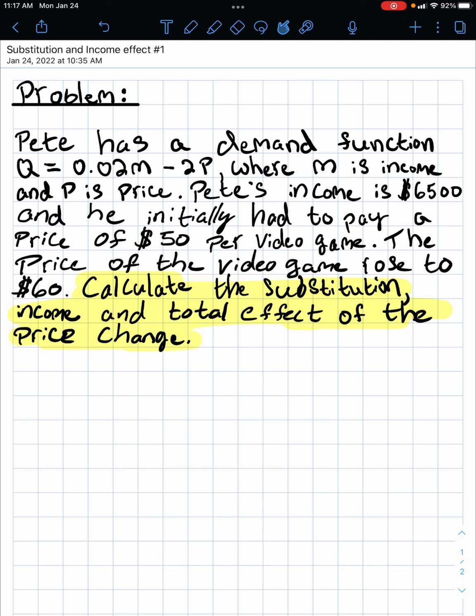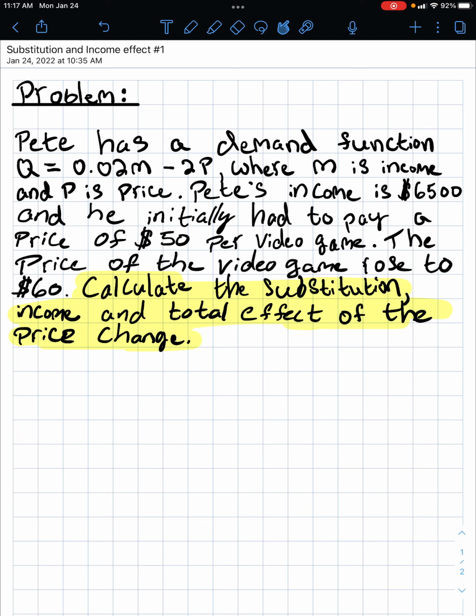The substitution effect is a change in demand due to the change in the rate of exchange between the two goods. An income effect is the change in demand due to having more purchasing power. Now, let's look at a problem where we find the substitution and income effect.